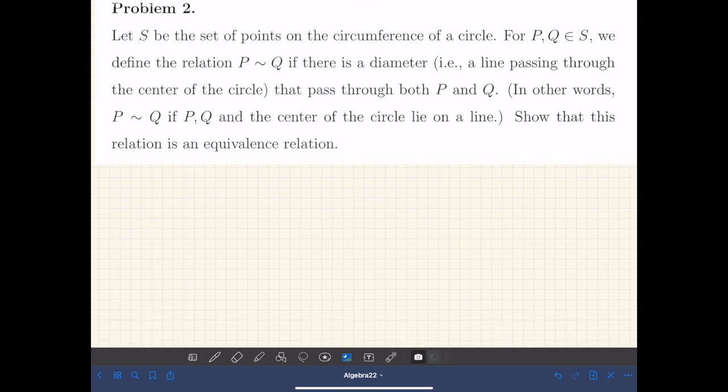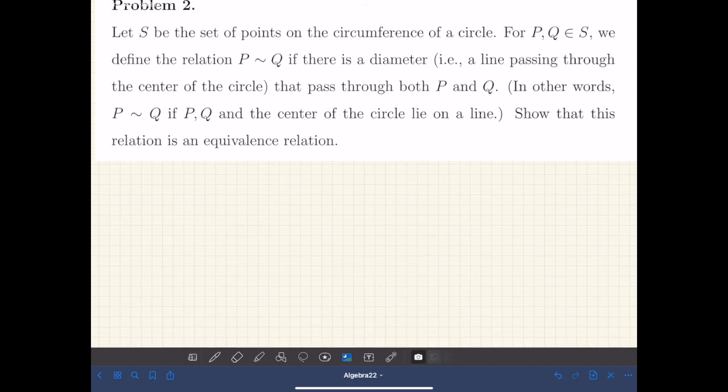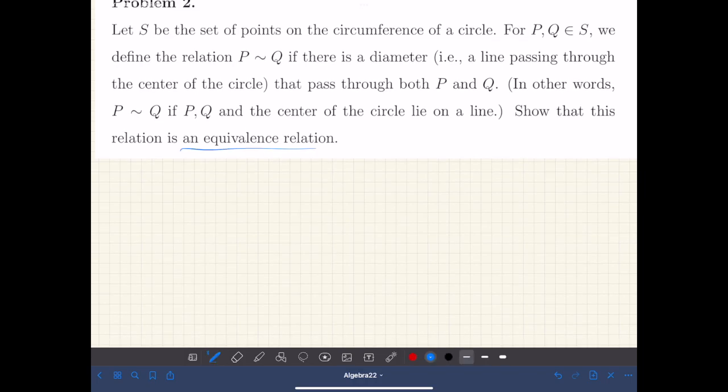So let's consider this problem. This is just checking the definition of equivalence relation. S is the set of points on the circumference of a circle. So let's say this is the center.